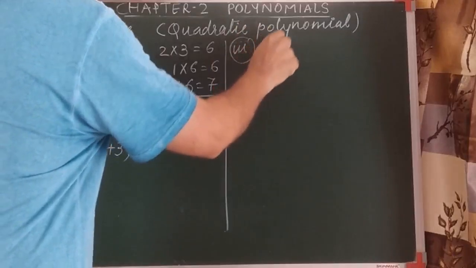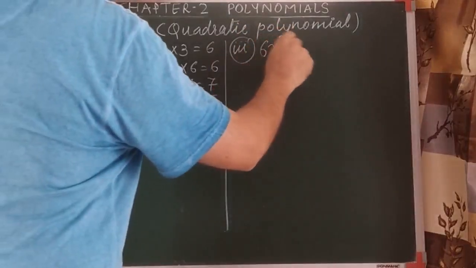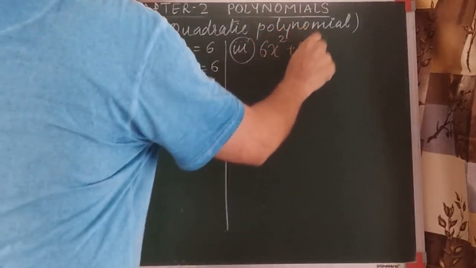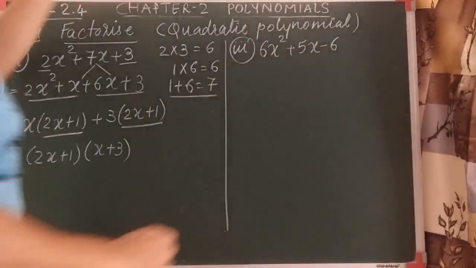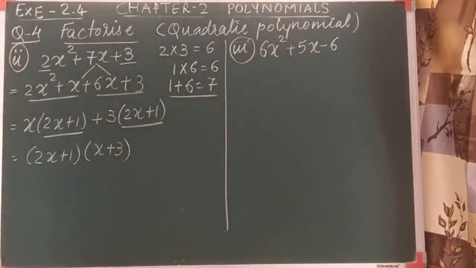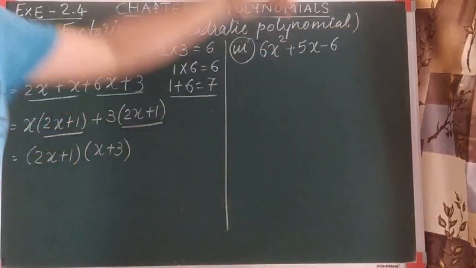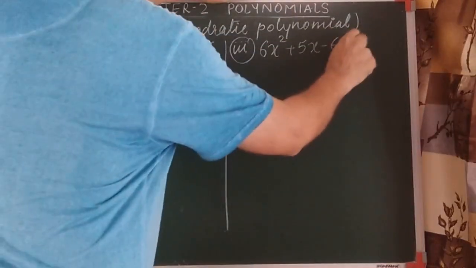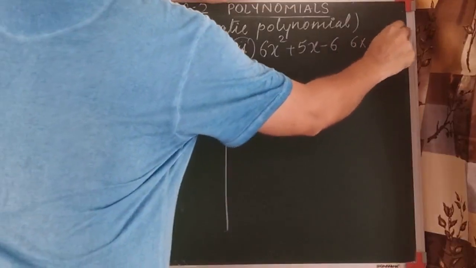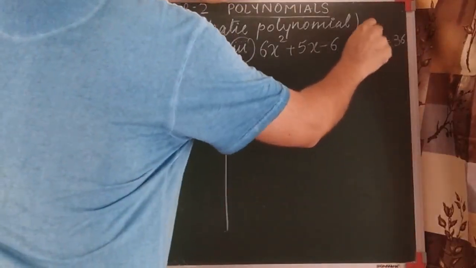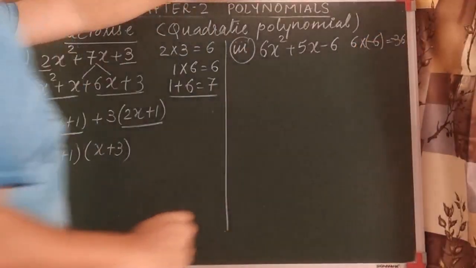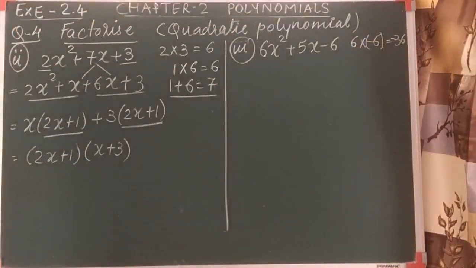It is 6x squared plus 5x minus 6. Again, there are three questions. We have to find the factors of which number? The answer is 6 into 6, 36. But as it is minus 6, the answer is minus 36. So we have to find the factors of 36.